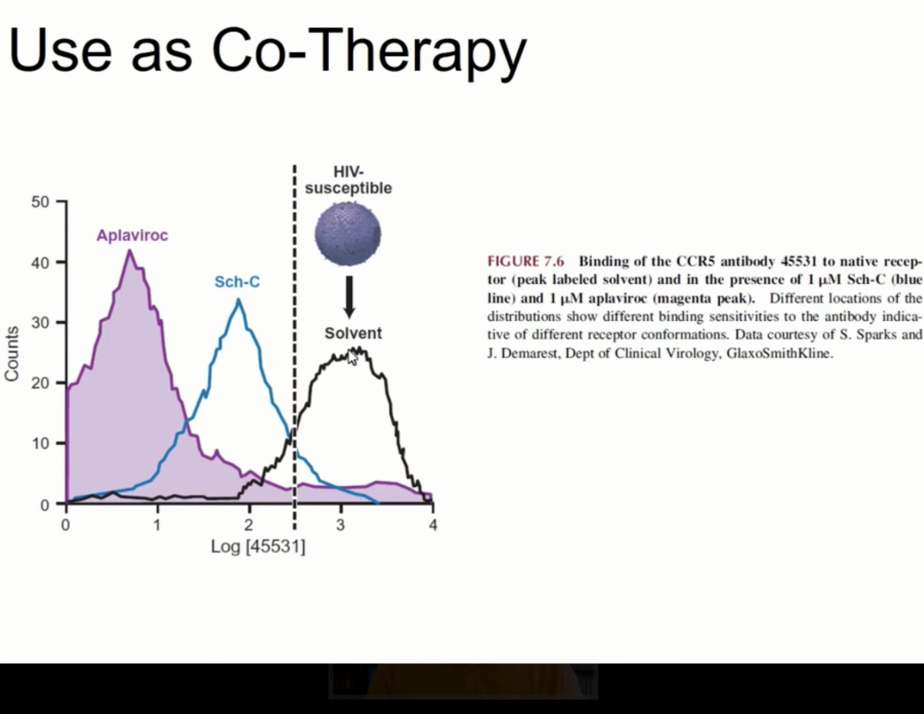Now, if we add an allosteric modulator, this SCHC or the aplaviroc, notice that the antibody starts binding at a much lower concentration. And so we can add less antibody. Antibody drugs are very, very expensive, and so the less we can use, the better.